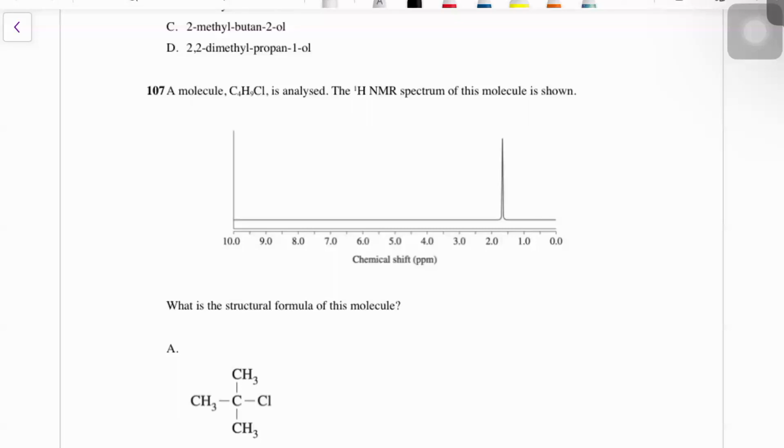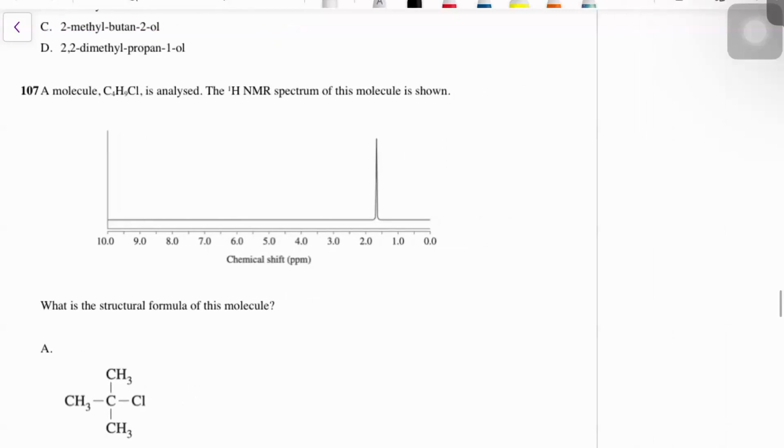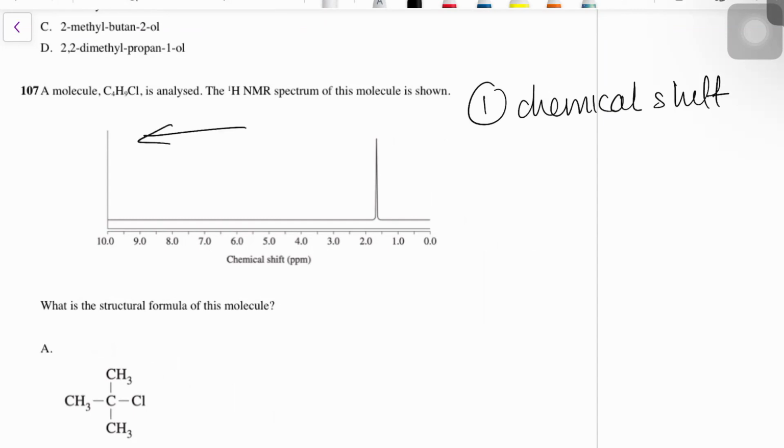Okay, so first things first, you want to know what information you get out of your different spectrums. For an NMR spectrum, you get chemical shift, which is: is it downfield to the left, or is it upfield to the right? If it's downfield, it's close to an electronegative atom. If it's upfield, it's far away from an electronegative atom. So that's what chemical shift tells you. So left is downfield, right is upfield.